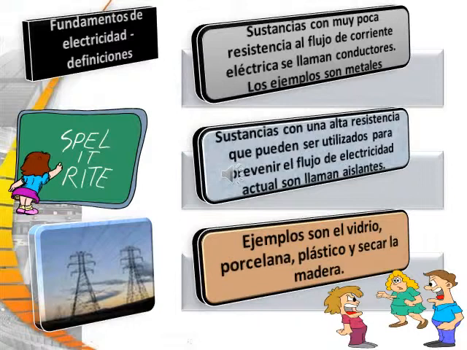Definitions and basics of electricity. Substances with very little resistance to the flow of electrical current are called conductors. Examples of this would be metals. Substances with very high resistance that can be used to prevent the flow of electrical current are called insulators. Examples of this are glass, porcelain, plastic, and dry wood.